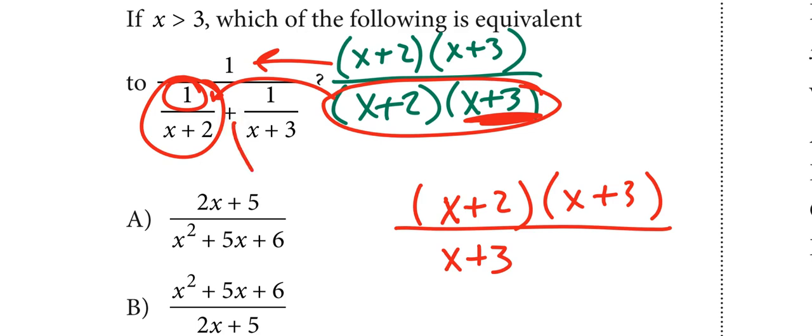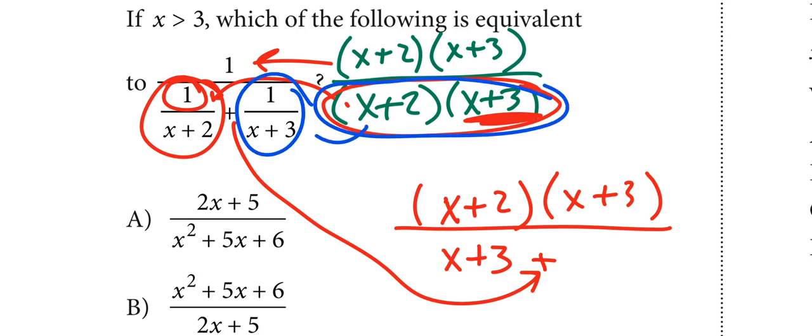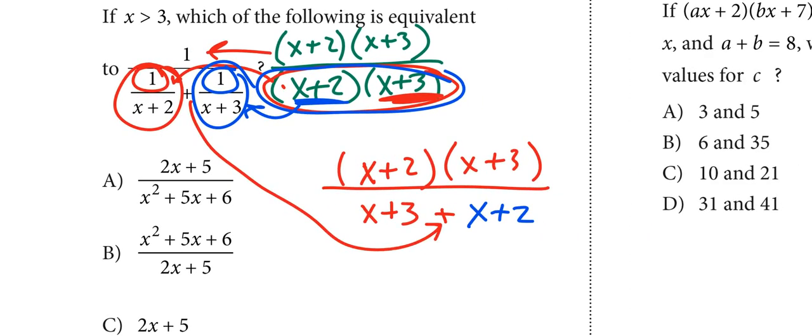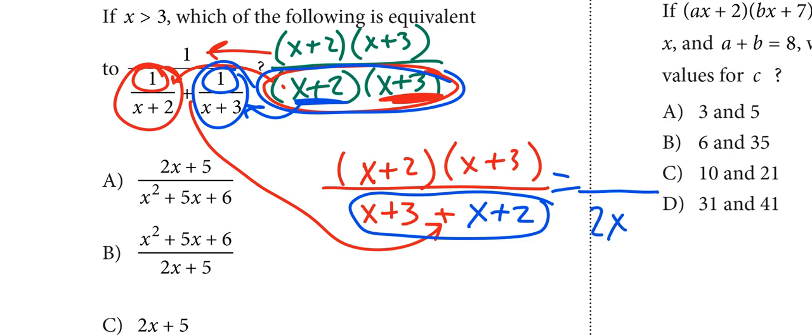And then you see that there's a plus sign. That plus sign goes right here. Then I've got to distribute this to the next one. So this gets multiplied to this thing. Anything cancel out? The x plus 3's, leaving me x plus 2 times 1, or just plain old x plus 2. What do you get when you add these two things together on the bottom? 2x plus 5.